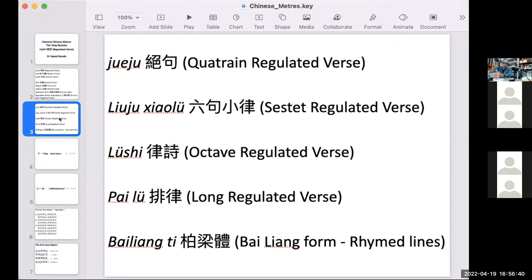And there is also this Bai Liang Ti, which is every line should be rhymed. It's called Bai Liang Ti.